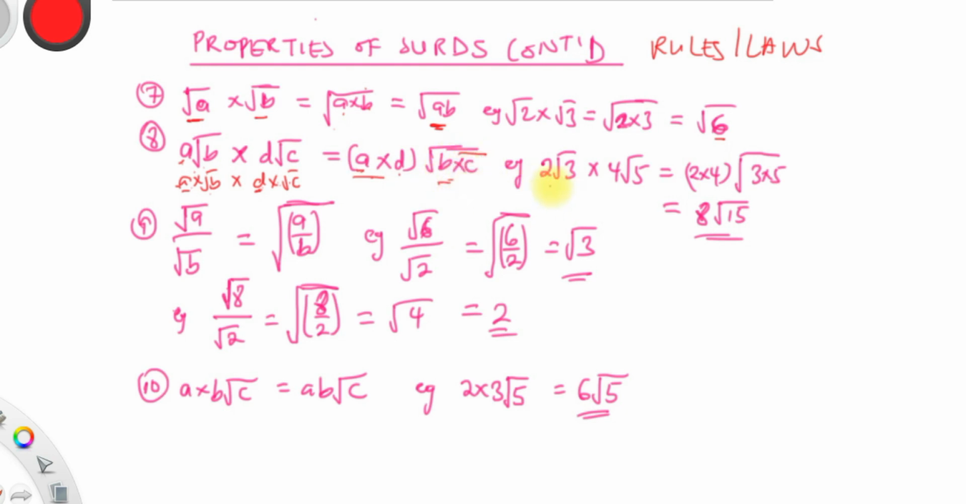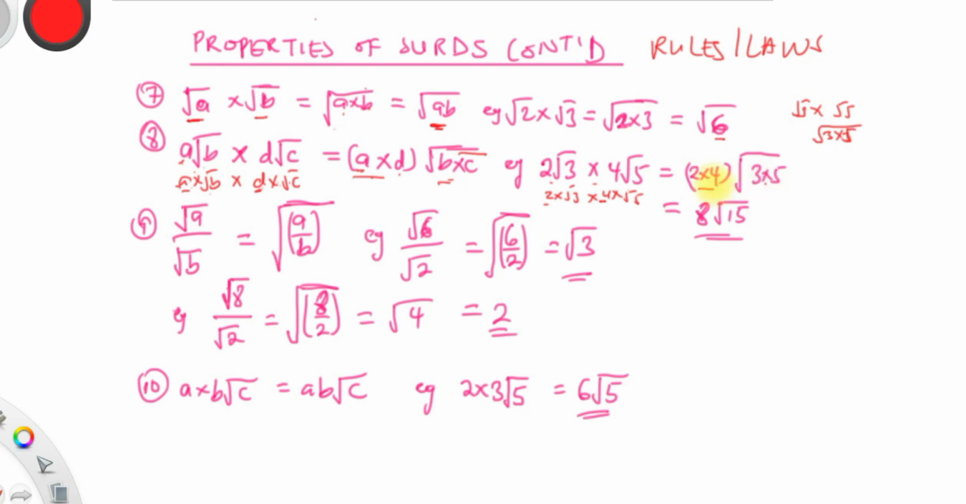For example, if you have 2 root 3 times 4 root 5, so this one is 2 times square root of 3, and then this is times 4 times square root of 5. So we multiply the 2 and 4 together, which are rational numbers. So 2 times 4 we get this, and then we multiply the square root of 3 and the square root of 5 together. We know that this will be written as 3 times 5, to put them under one square root sign.